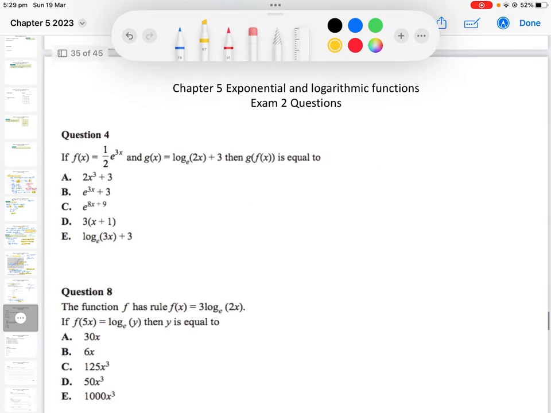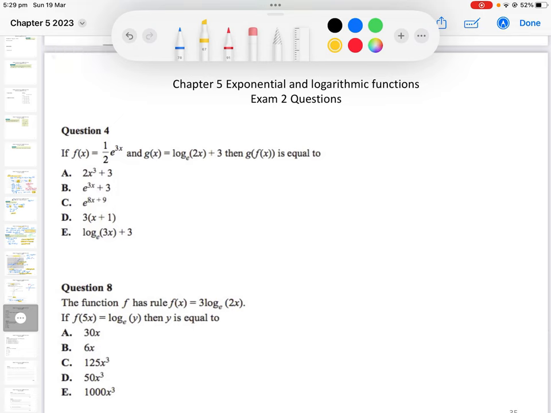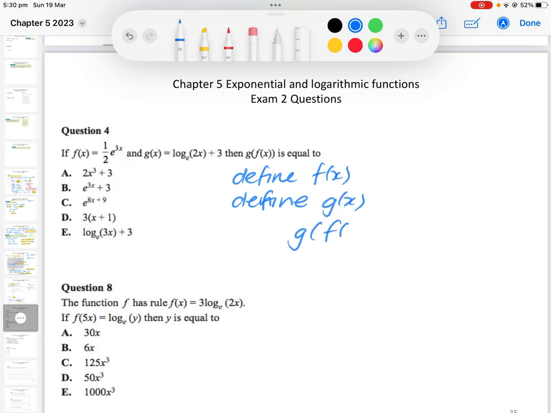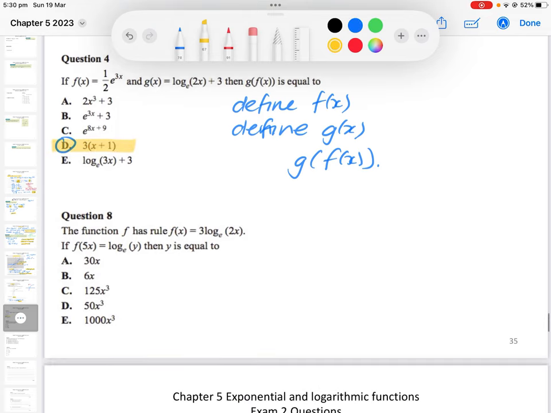So let's go through to the multiple choice, remembering that we can use our calculator here. So I would define f of x, then define g of x, and then just simply write into your calculator g of f of x equals, and it just spews out the answer. But this was probably 2010. You guys are getting smarter. I don't know whether you get one that easy.